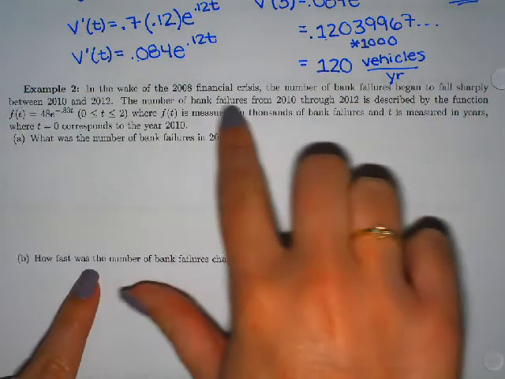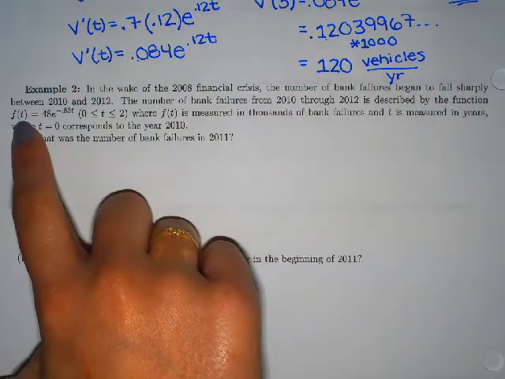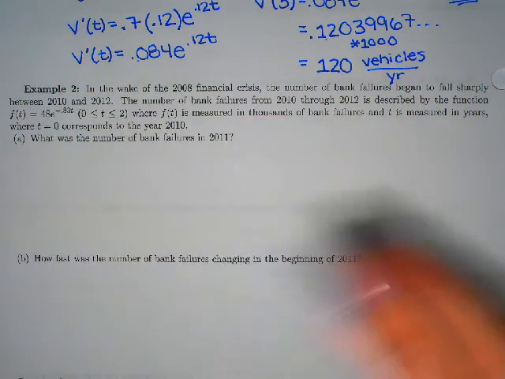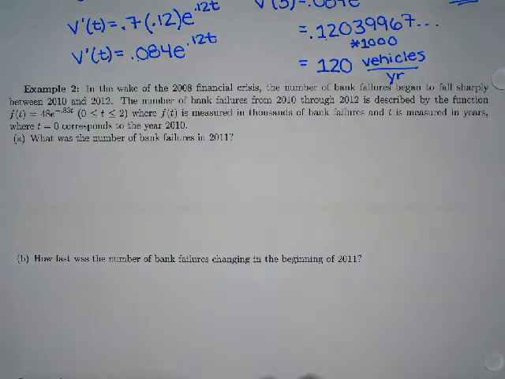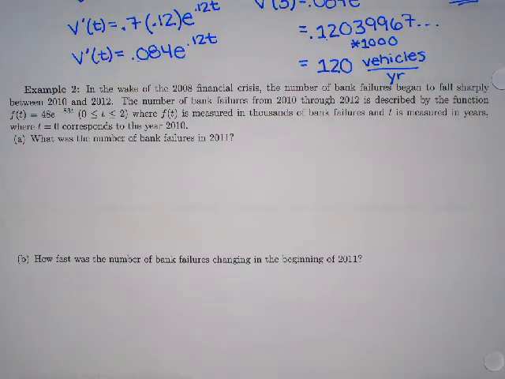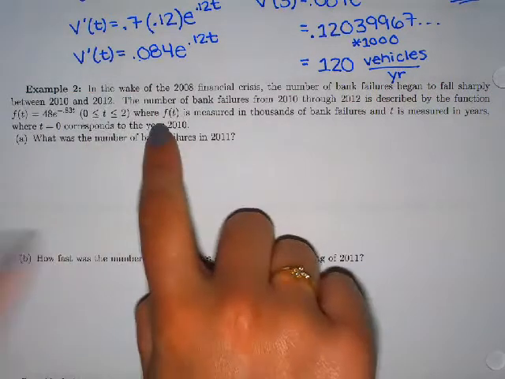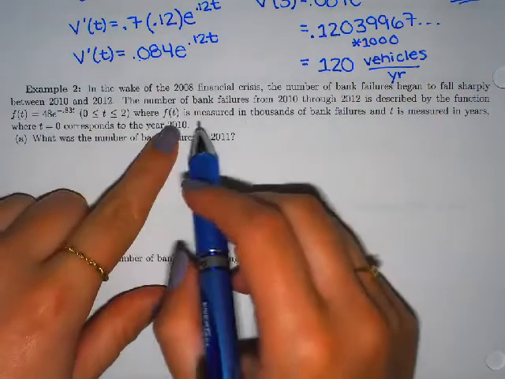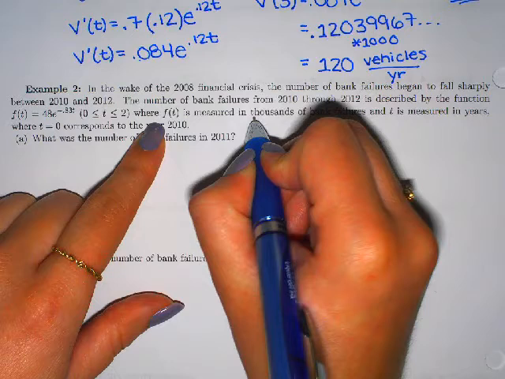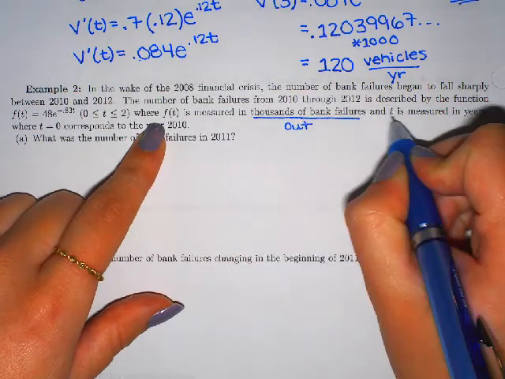We were recovering, less banks were failing. The number of bank failures from 2010 through 2012 is described by the function f of t here. And this works between 0 and 2 years, because it works between 2010 and 2012. You could estimate outside of that domain, but it might not be even close to right, because this is where it's guaranteed. Where f of t is measured in thousands. So our output is in thousands of bank failures, and t is measured in years.